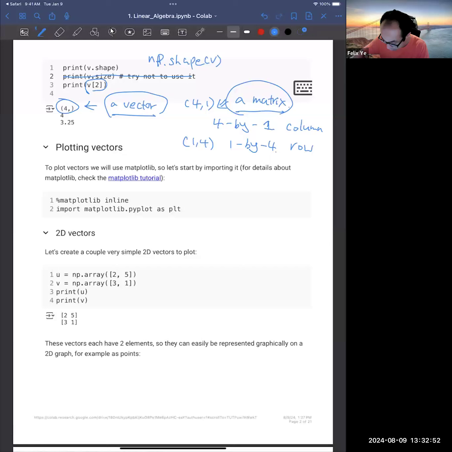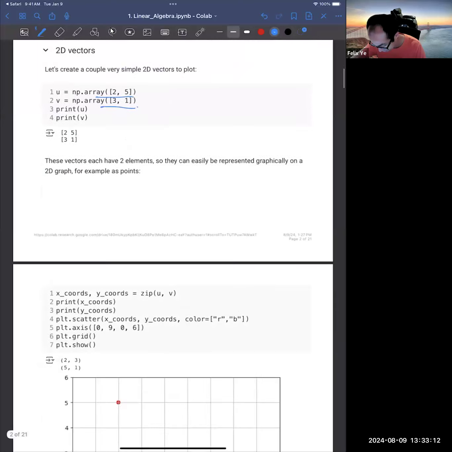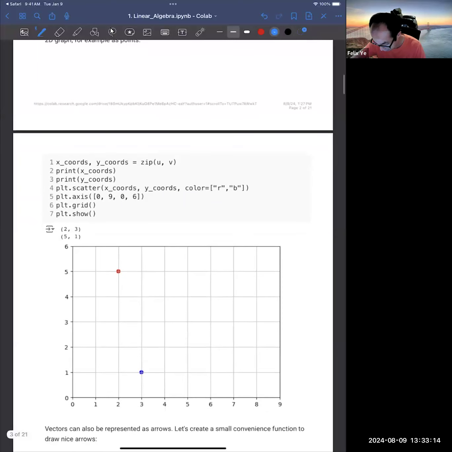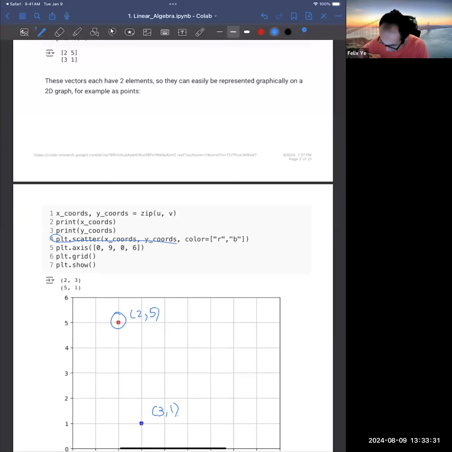You can also do a plot. You can simply import the matplotlib library, which is a very popular library. You can define 2D vectors, 2, 5 and 3, 1, and print them out. This is the way to plot these points. You can see this is 2, 5, and this is 3, 1 right here. We simply plot them with the scatter function.